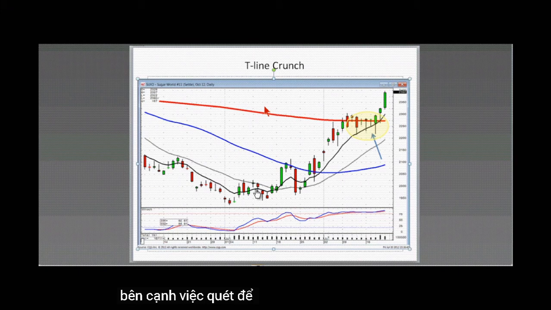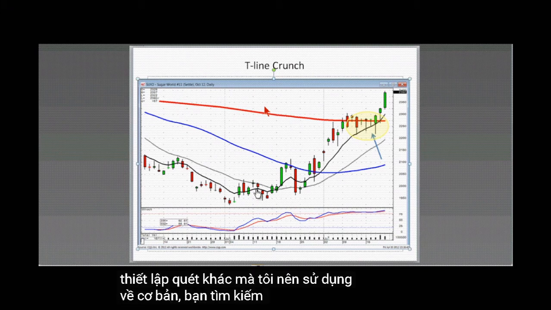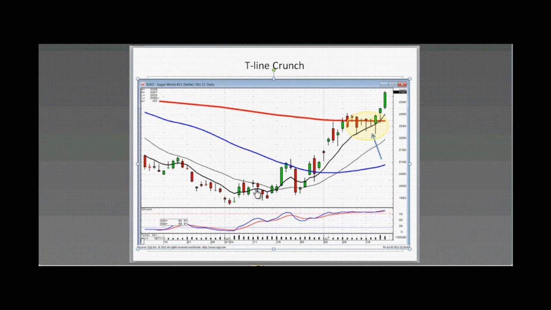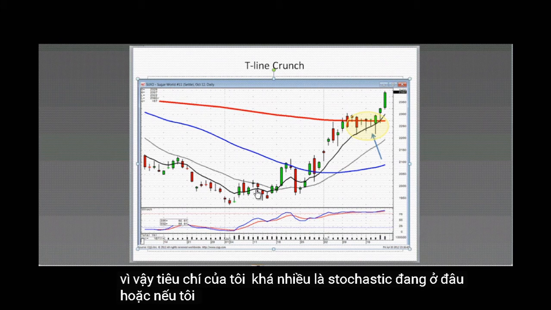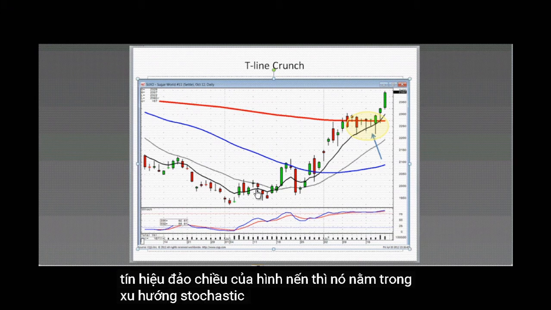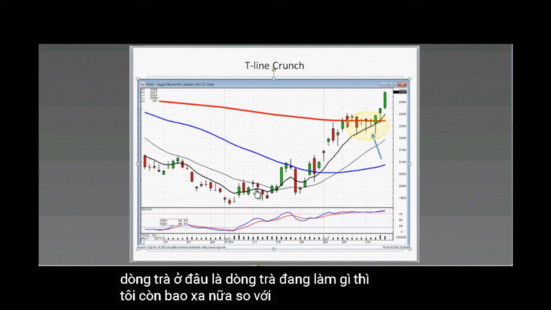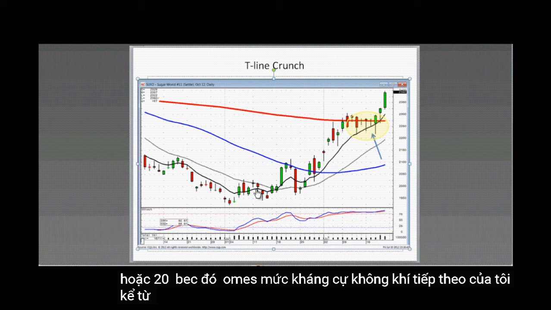Besides scanning for 8T support, what other scanning settings should I use? Basically, you look for the signals. The signals are your number one criteria. So my criteria pretty much is, if I see a candlestick reversal signal, where is it in the trend, where are the stochastics, and where is the T-line? What's the T-line doing? Then how far away am I from the 50 or the 200 or the 20? That becomes my next resistance level.